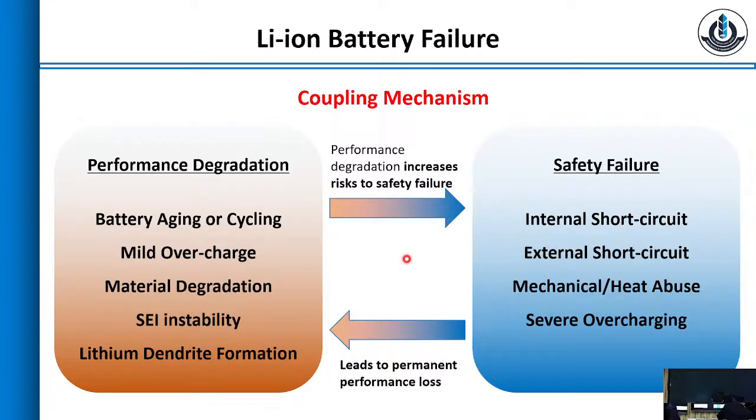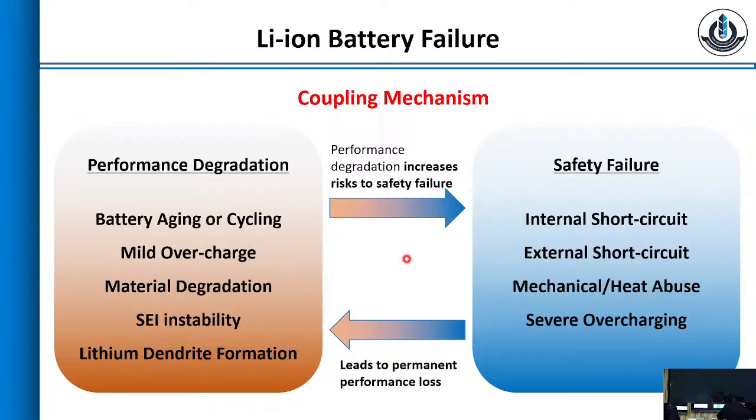Internal short circuit is the separator going down. External short circuit is basically the load is not there. So if you have connected the anode and cathode directly without any load, there is a high amount of current going in. Because of resistance it will heat up, right? I squared R. So that will lead to heating up of the battery.